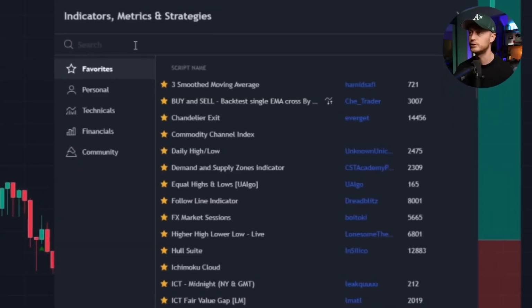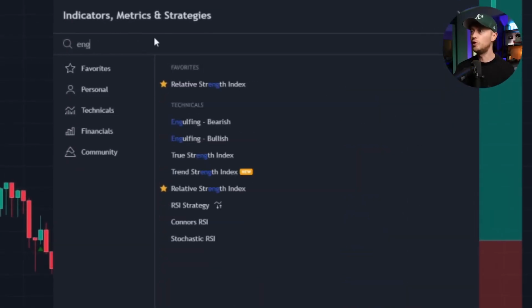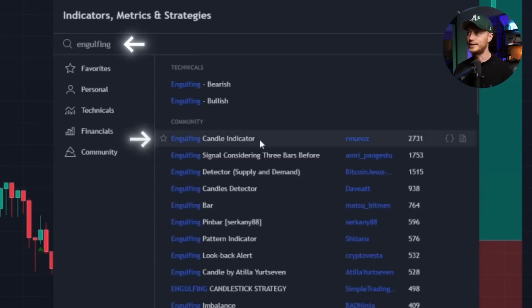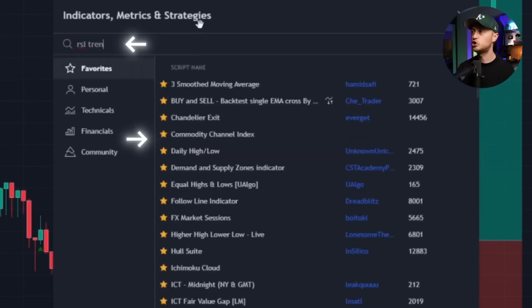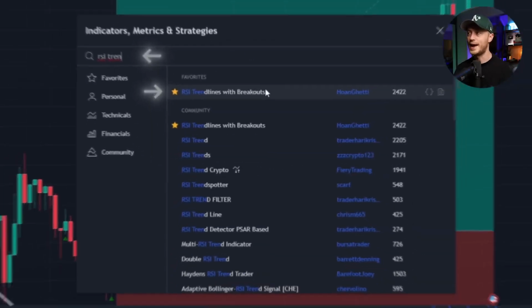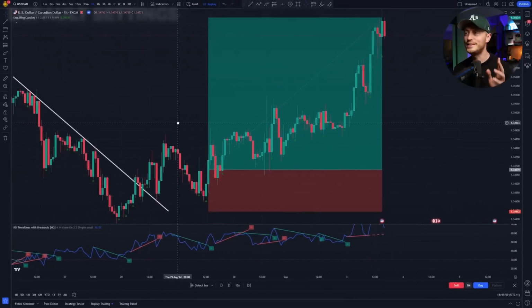Then come over to indicators. Right here, we have 2 to install. The engulfing candle indicator, which is right here, just click on that, and the RSI trend lines and breakouts, just click on that. Both of these indicators we're using on default settings.